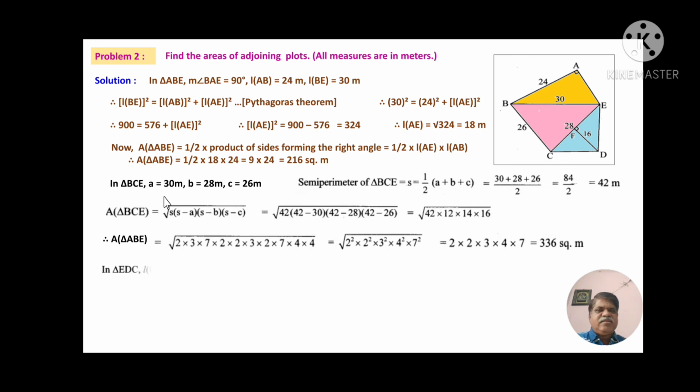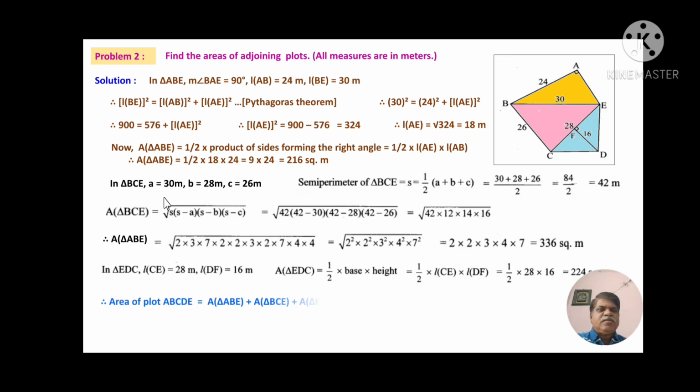Now, the last triangle EDC, which is shown with the blue color, where CE, the base, is equal to 28 meter and DF, the height, is 16 meter. So, friends, here area of triangle EDC is equal to half into base into height, which is half into CE into DF, which is half into 28 into 16, that is 224 square meter.